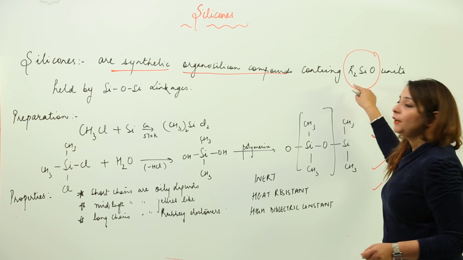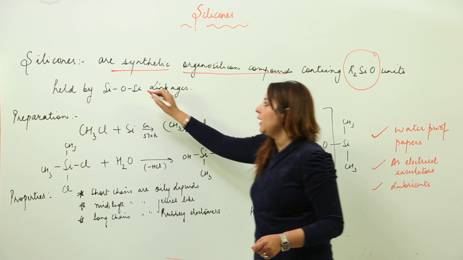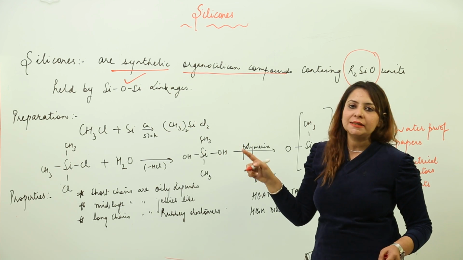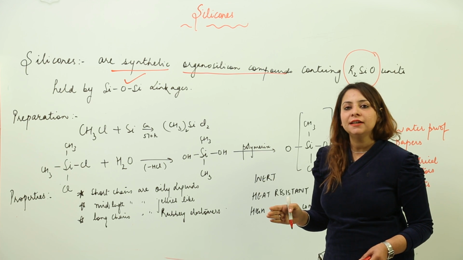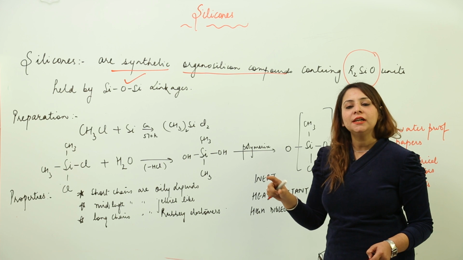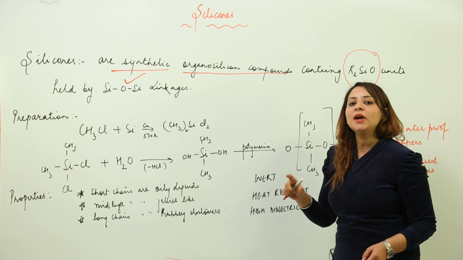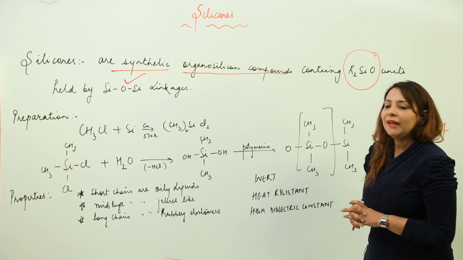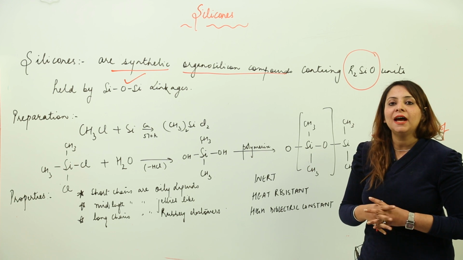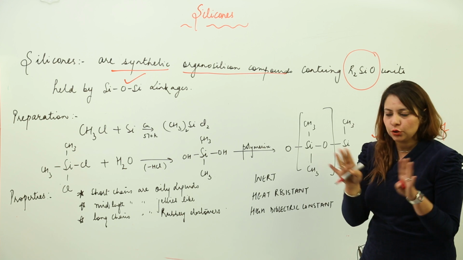And you know what kind of linkage they are held with? They are held by Si-O-Si linkages. So that means silicones are synthetic, that is, definitely man-made organosilicon compounds containing the R2SiO unit which keeps on repeating in three dimensions. And what do they have? They have Si-O-Si linkages all over.